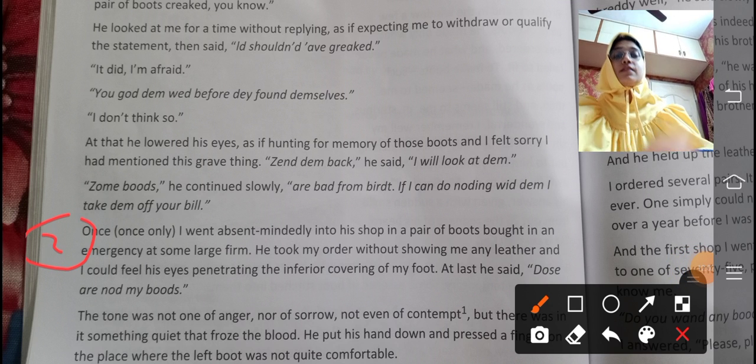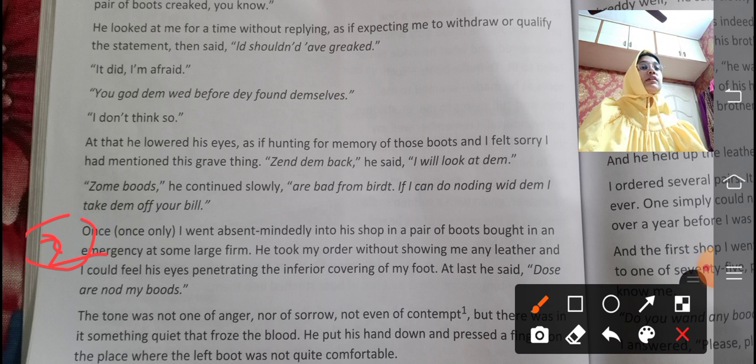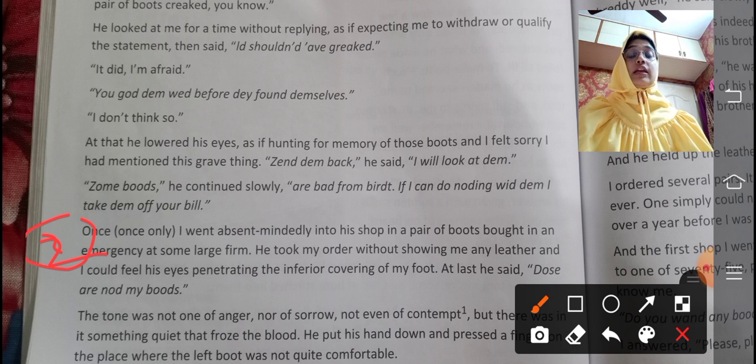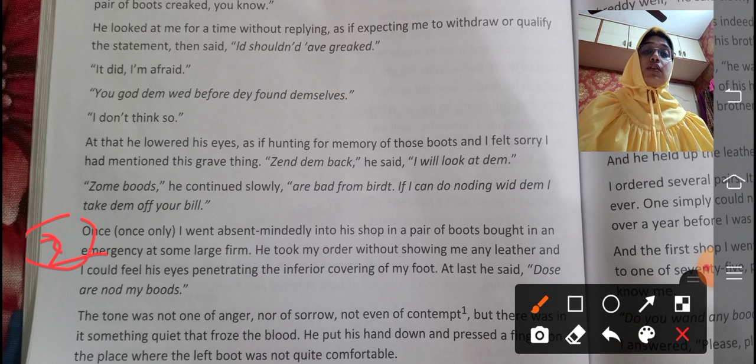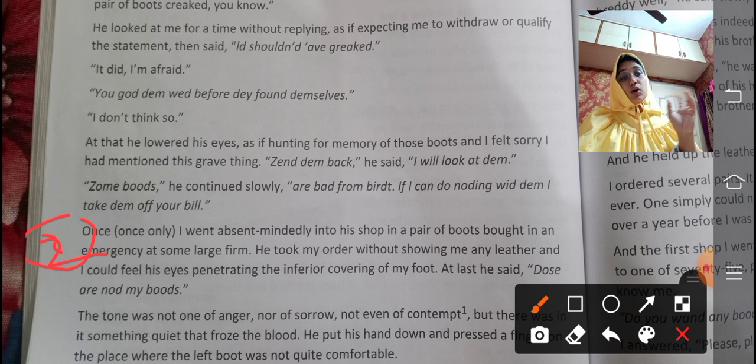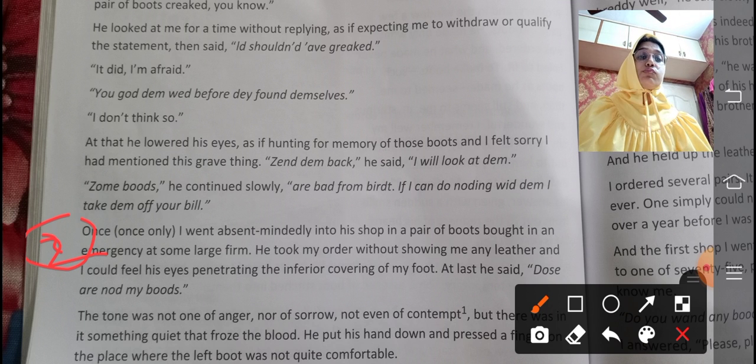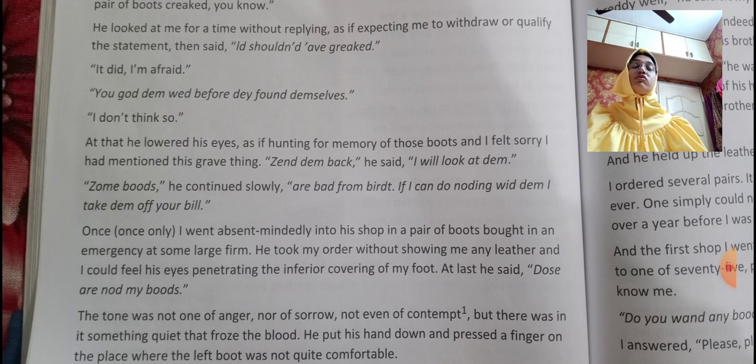Okay, the second incident. The first incident was that he went to him and talked about the creaked boots, and then he said that if he cannot do anything about them, he would take them off his bill. And now the second incident: he went absent-mindedly into his shop, and he had bought one pair of shoes in an emergency at some large firm. So he had bought from another place and went wearing those shoes. Then Mr. Jessler said that these are not my shoes, these are not boots made by me.